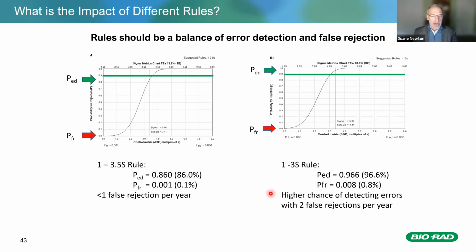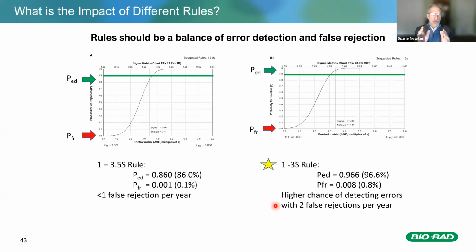So while that's a higher chance of detecting errors, it's only 2 false rejections per year based on laboratory volume. That was seen and recognized as the ideal rule to use based on the amount of variability for the EBV assay. The data that I showed you up to this point was limited to the 3-month study period.